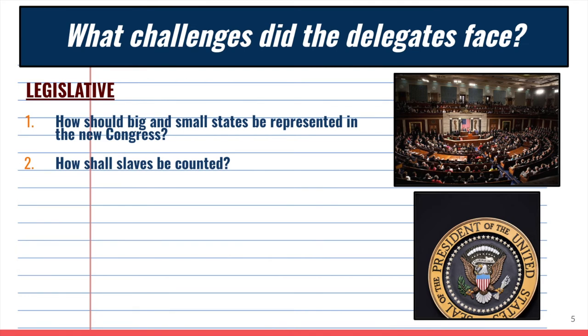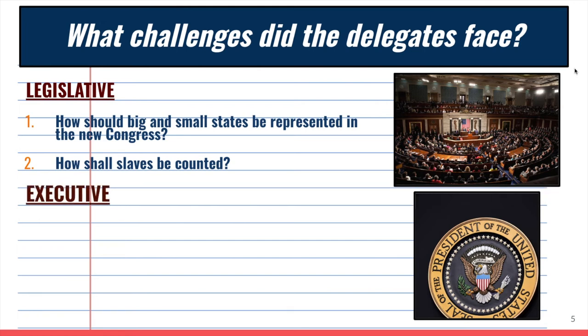There is also the sticky issue of slavery. The southern states, basically all the states from Maryland on south, Maryland, Virginia, North Carolina, South Carolina, and Georgia, all had slaves, and did those slaves count as people, and therefore should those states get more representation in the new Congress because those slaves were people, or because those slaves were considered property, were treated like property, and were not given the rights of citizenship, should they not count towards a state's population? That's a very ugly question, but it was a very real question.